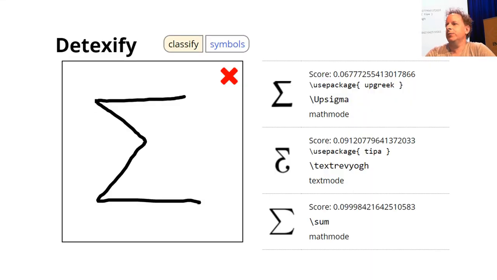Detexify is a website where you can draw a symbol you don't recognize, and it uses the power of machine learning to find similar symbols. There are lots of symbols that look a bit the same, so you will have to use some level of judgment, right? But the thing that it shows here is the LaTeX name, and you can then Google for the LaTeX name to find out what that thing means.